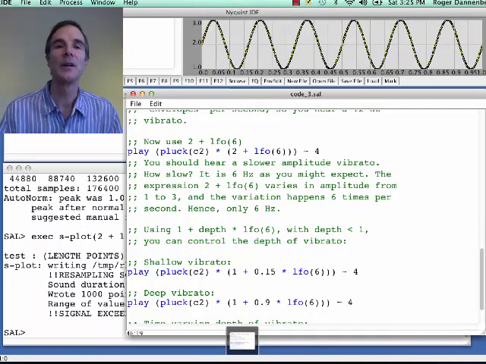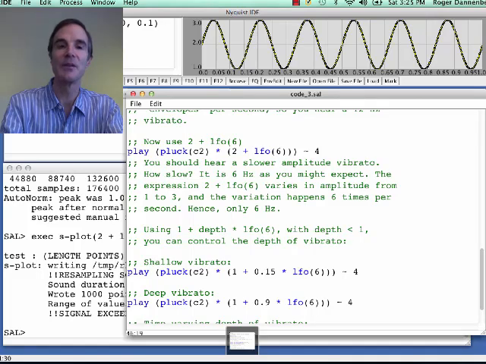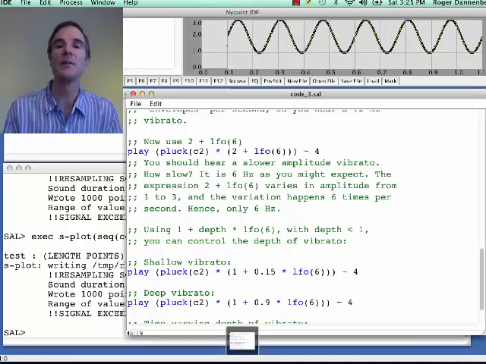So we're going to plot 2 plus LFO of 6, and well, that's not the greatest of plots because you can't really tell where the origin is. So how about if I do a sequence of constant of 0 for 1/10 of a second, just so 0 will appear in the graph, and then we'll follow that by 2 plus LFO. Oh, there we go. Okay, so here's 0 down at the bottom of the graph.